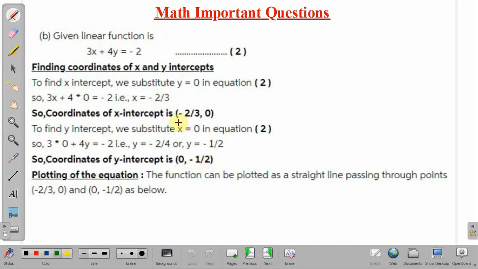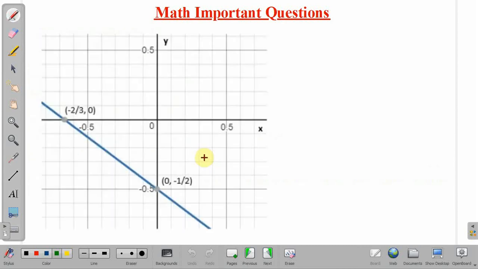Now we have two points, that is (minus 2 by 3, 0) and (0, minus 1 by 2). So this function can be plotted as a straight line passing through these two points, and we will get a graph like this one. Here this is the first point and this is the second point. The first point is (minus 2 by 3, 0) and (0, minus 1 by 2) is the second point.